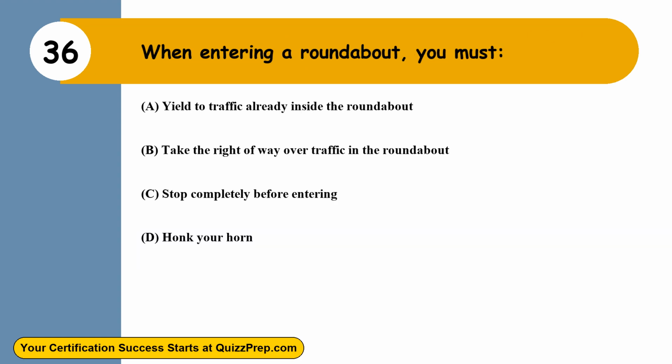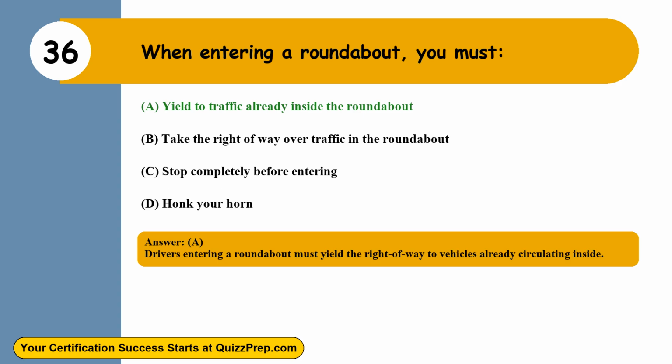Question 36. When entering a roundabout, you must: Option A, yield to traffic already inside the roundabout. Option B, take the right-of-way over traffic in the roundabout. Option C, stop completely before entering. Option D, honk your horn. The correct answer is option A, yield to traffic already inside the roundabout. Drivers entering a roundabout must yield the right-of-way to vehicles already circulating inside.